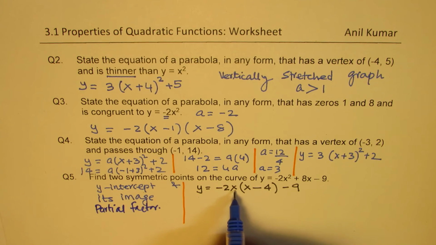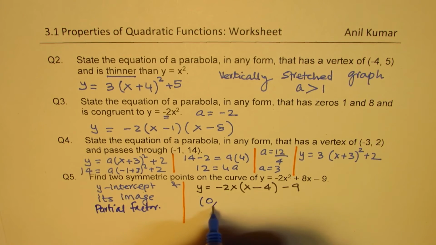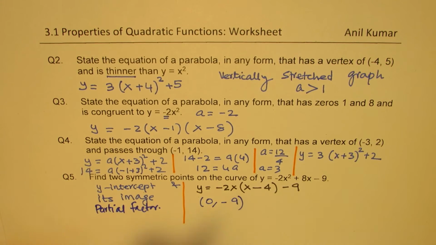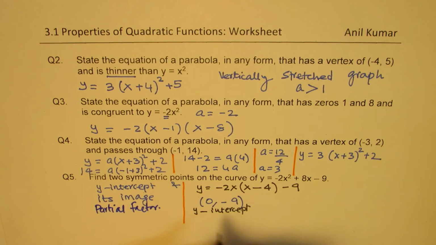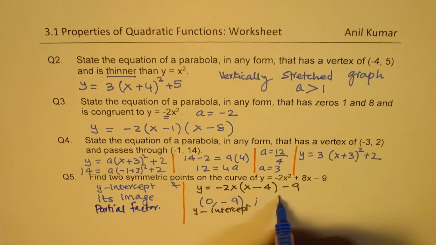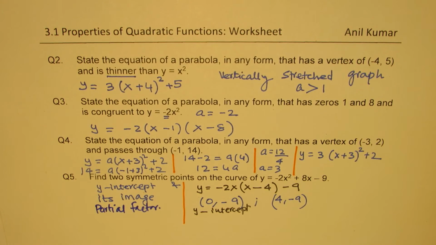If x is 0, then y value is minus 9. So one point is (0, minus 9), and that is your y-intercept, right? This is your y-intercept. Clear? The other point is, when I substitute 4 here, I get minus 9. So that is the other point for this particular function. Is that clear to you?